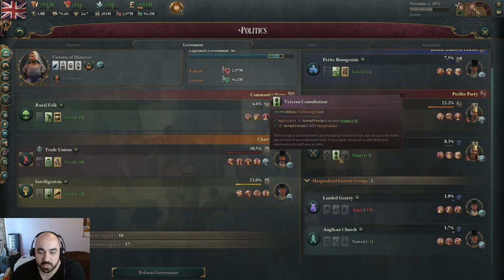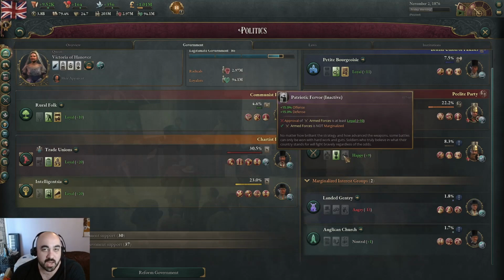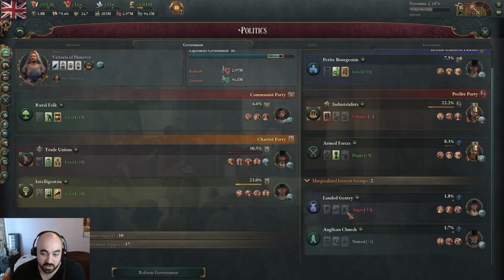Petite Armed Forces is next. It's mainly the Miltech cost. I generally think most of the time when you're going to war, you're going to have a way bigger stick, and offense and defense isn't going to matter. But if you can just quickly nab the patriotic fervor, it's pretty good. And then last place we have Landowners, because they support going agrarian, and right now agrarian sucks.